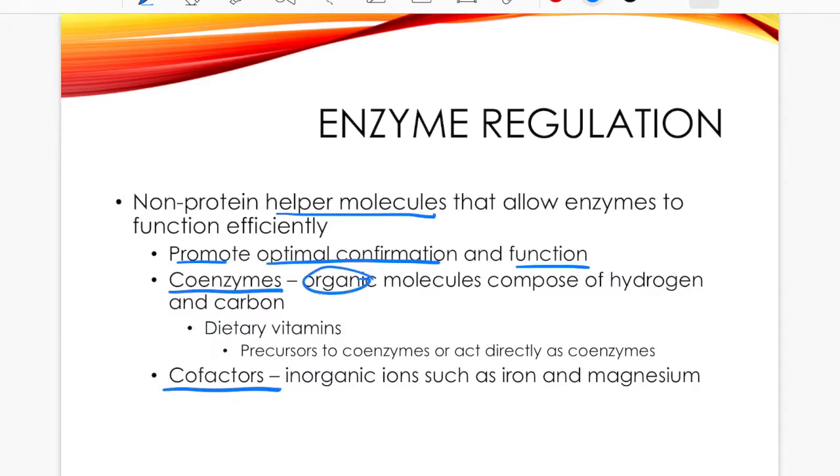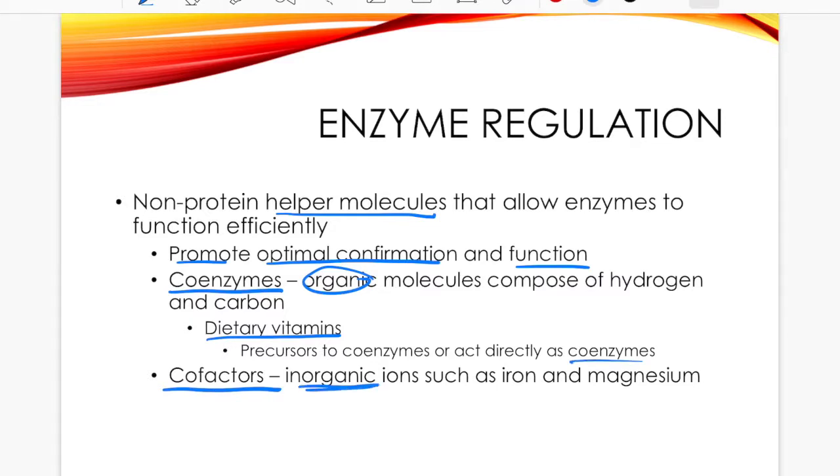Coenzymes are organic molecules, which means they're made of hydrogen and carbon, and they will attach to the enzyme and help it function better. We get coenzymes from our dietary vitamins, so the food that we eat. We break that down, and those dietary vitamins are either going to be precursors to a coenzyme, so they're going to turn into a coenzyme, or they are themselves coenzymes.